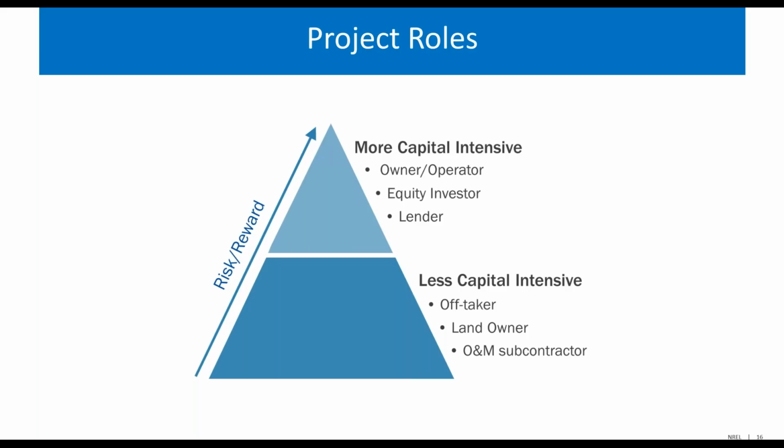But I would say that unless a tribe is well-heeled in energy project development and able to sustain the potential loss, often the less capital intensive roles are pursued. And those are essentially off-taker, if that's a capability, landowner, of course, and O&M subcontractor. Those will be some examples.